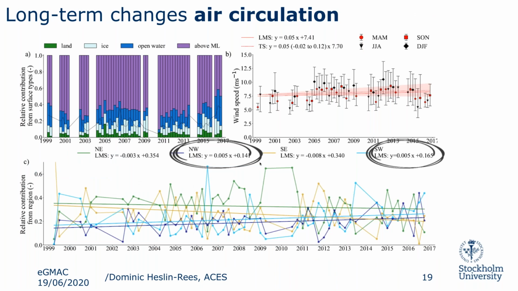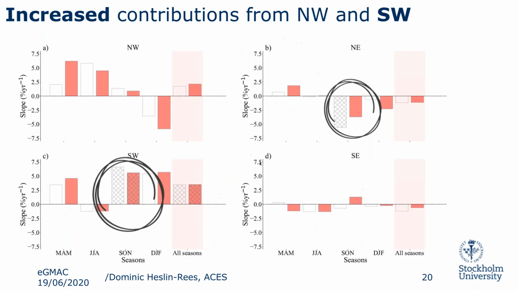But let's take a look at the long-term changes. So A shows the surface residence times, and we see an increase in the amount of time back trajectories spend over open water. We also see a slight increase in the wind speeds along the trajectories. And for the contribution from different regions, we see increases in the northwest and the southwest, and then reductions in both the northeast and the southeast. And if we look at this on a seasonal basis, we see statistically significant increases in the southwest overall.